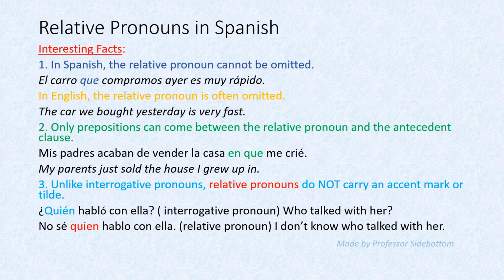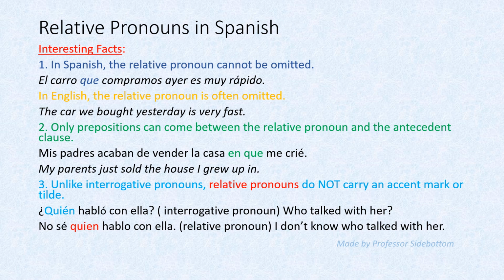Here we have 3 interesting facts about the relative pronouns in Spanish. Number 1, in Spanish, unlike in English, the relative pronoun cannot be omitted. I have to say, el carro que compramos ayer es muy rápido. I could never say, el carro compramos ayer es muy rápido, because without que it wouldn't make any sense. In English, we can easily say, the car we bought yesterday is very fast. We don't have to add that.